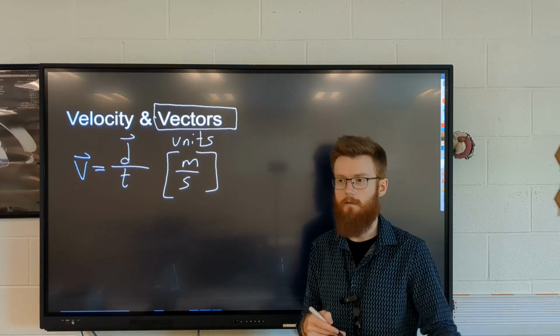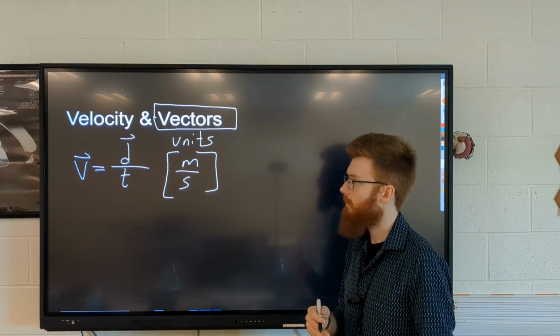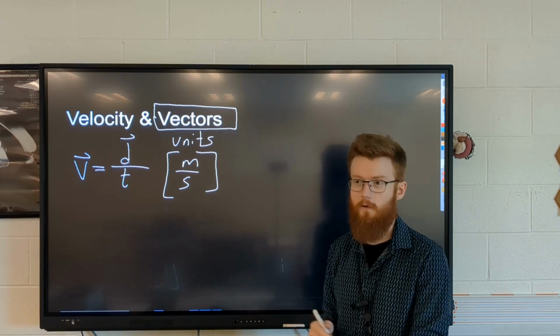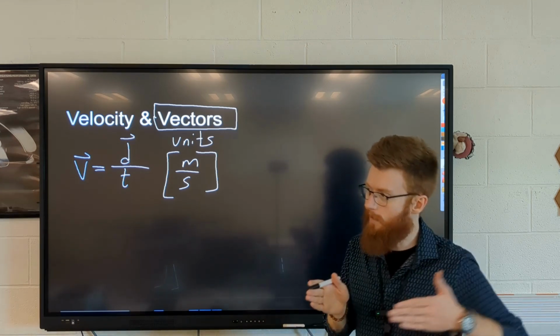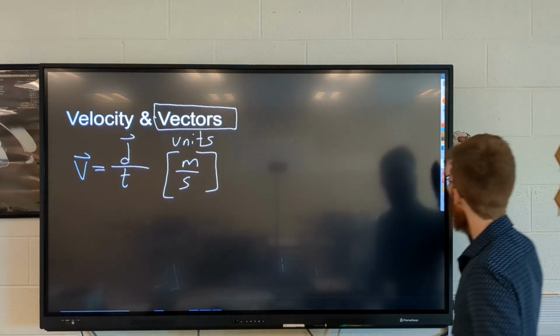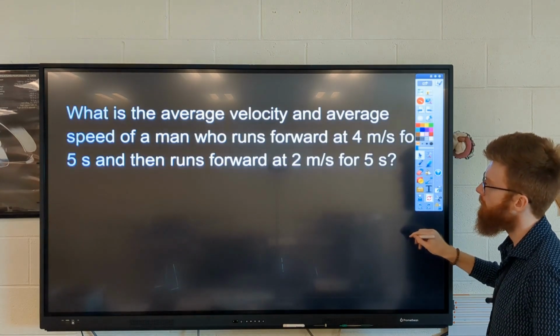Distance is a scalar because it's always positive. Speed is also a scalar. It's always positive. Velocity, though, that can be negative because you can travel in the negative direction. Let's look at a couple of those.